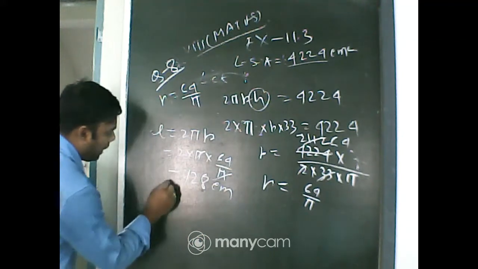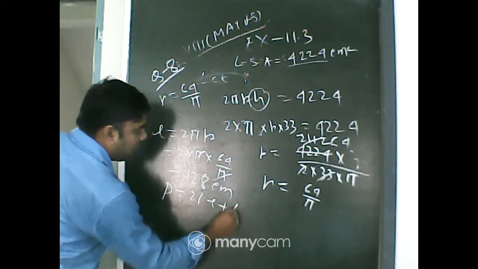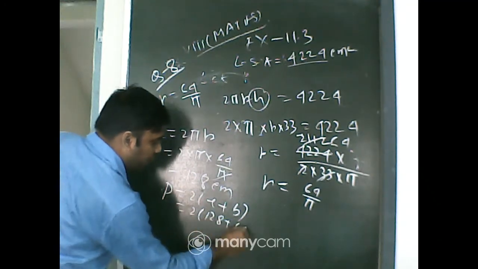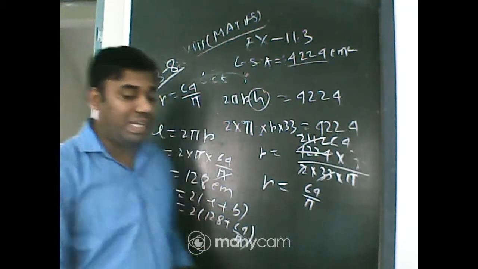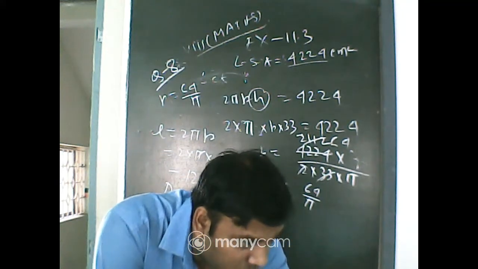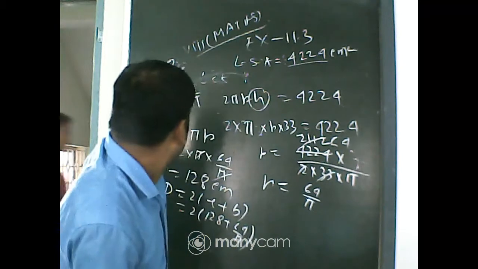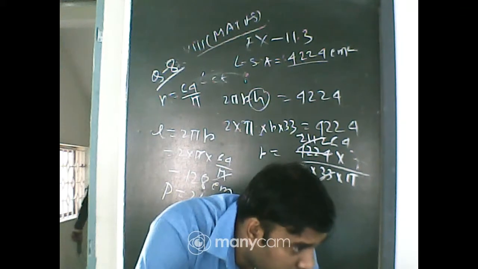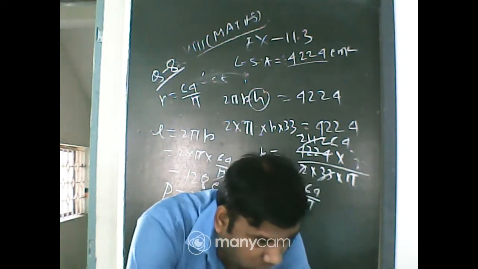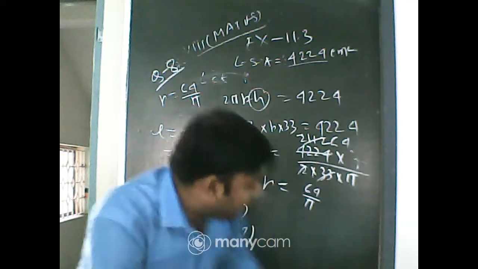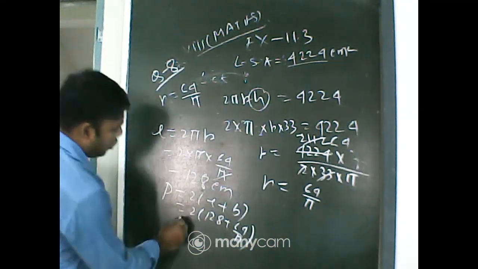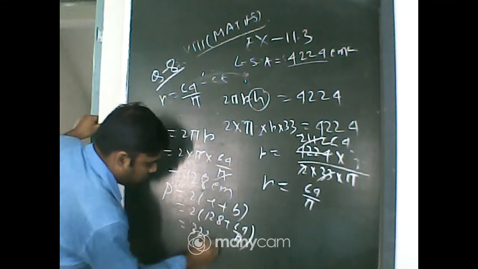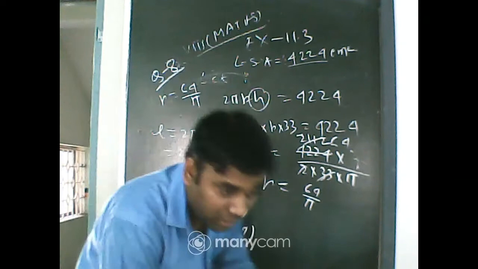So what will be the perimeter? Perimeter of the rectangle, that is 2 into (L plus B). Just put 2 into L, that is 128, and B 64 by pi. Just calculate it, students, quickly. You will get, most probably, 322 centimeter. Yes, very good.